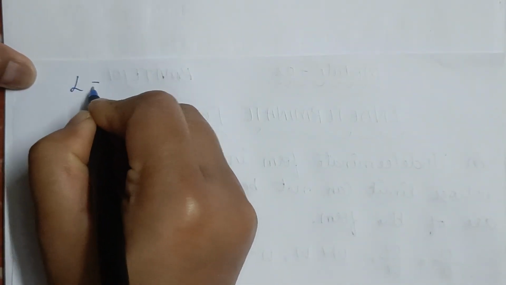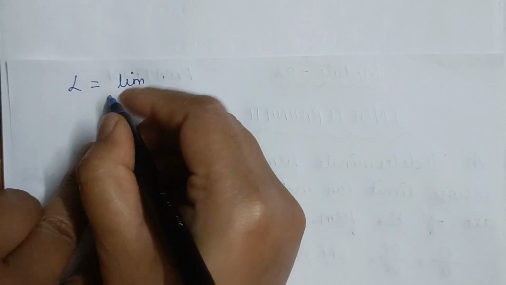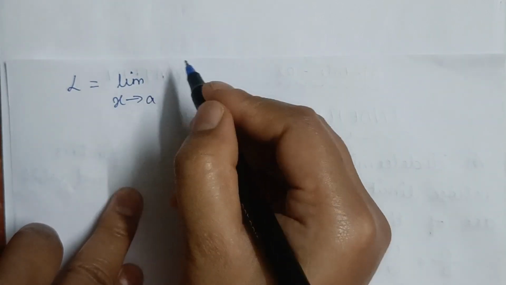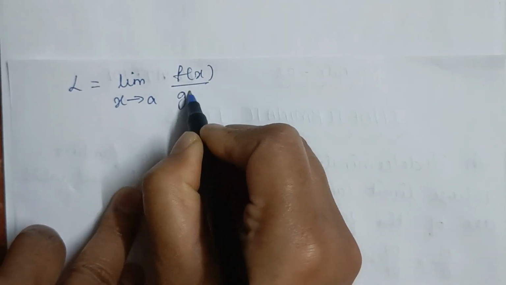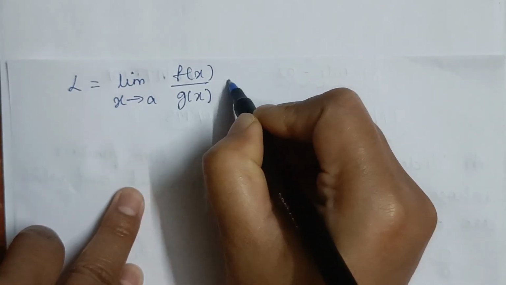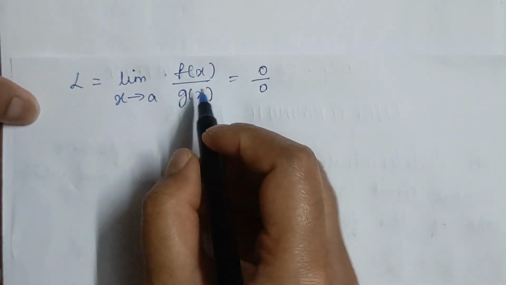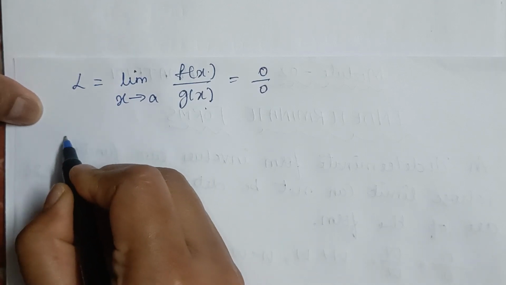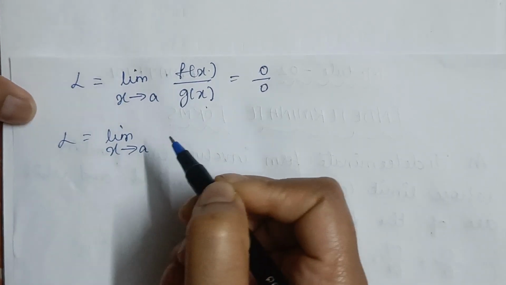So L'Hospital rule here: limit x tends to a, f of x by g of x, which equals 0 by 0, right? So I'm differentiating this f of x and g of x separately. Limit x tends to a.